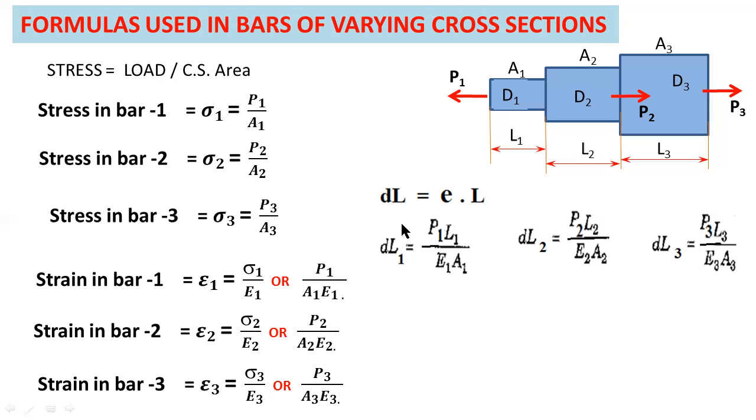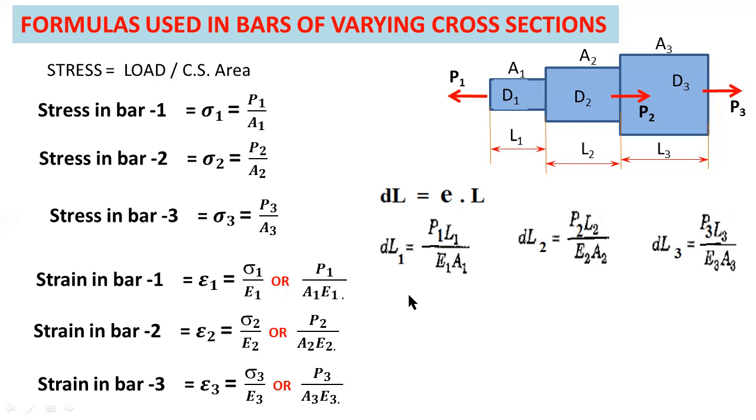Here the formula for strain is equal to P1 by A1 into E1. From this formula you have to find out the value of change in length. So the change in length equal to strain into L, where L is the original length. L1, L2, L3 are the original lengths.